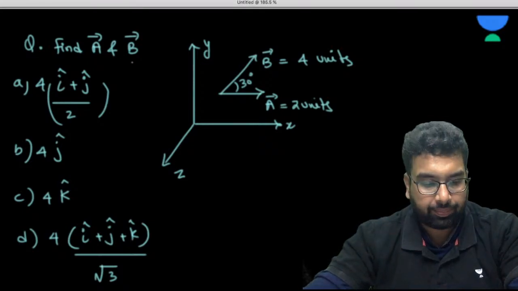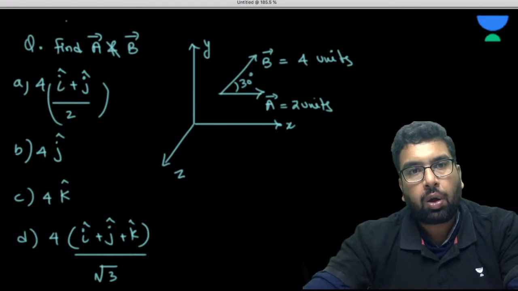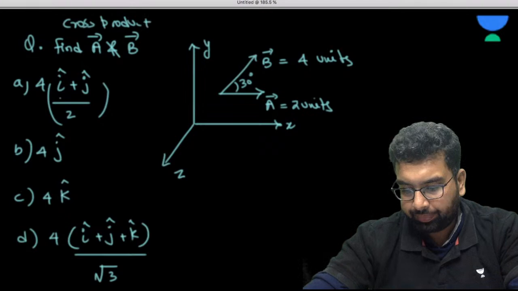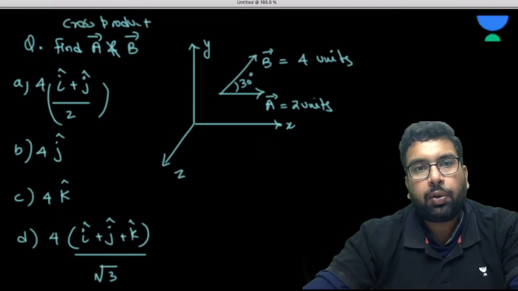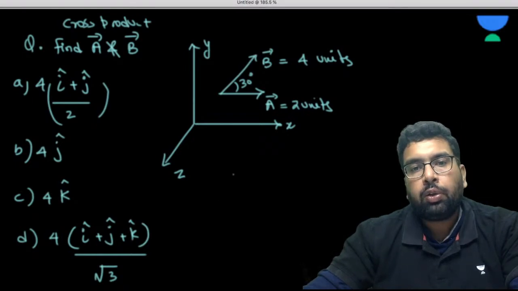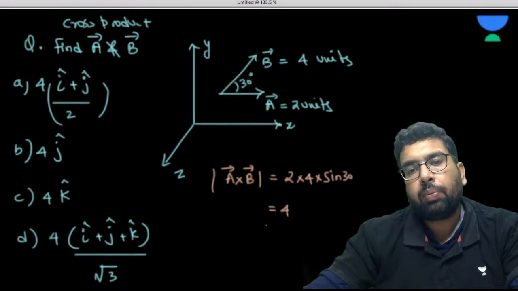Find A cross B. Find the cross product of A and B. So how can we do it? Very simple. First of all, we need a magnitude. What is going to be the magnitude of A cross B? It is going to be AB sine theta, that is A, then B, and sine 30. So this is going to be 4.